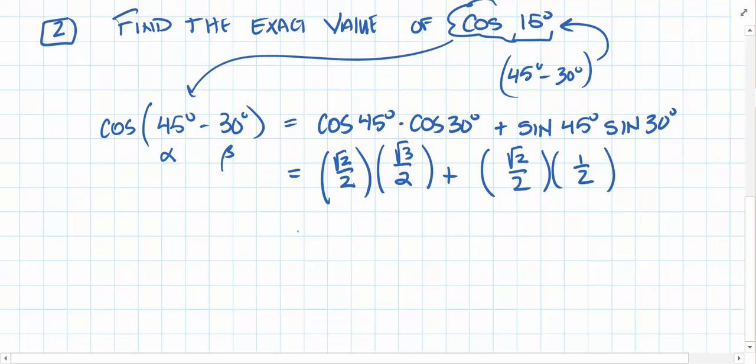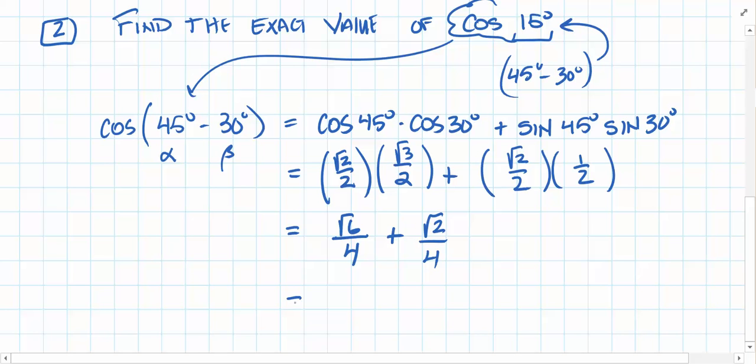So simplifying even more, here's what I get. What is root 2 times root 3? That's the square root of 6. All divided by, what's 2 times 2? 4, good. Then I have a plus sign between them. What is root 2 times 1? Looks like root 2. And then I have 2 times 2.